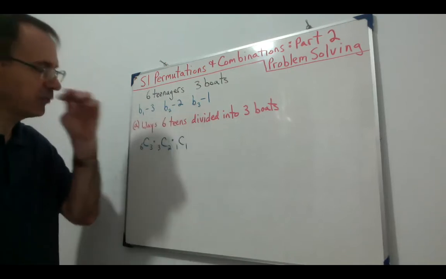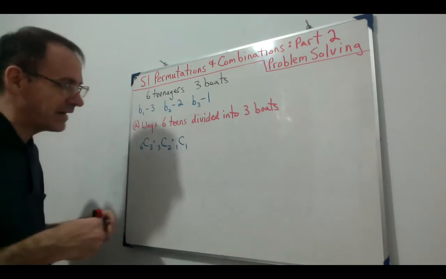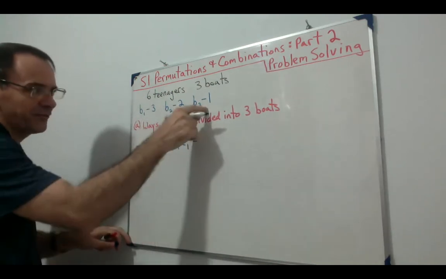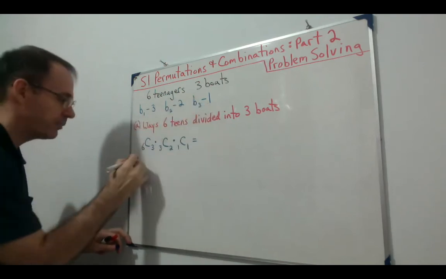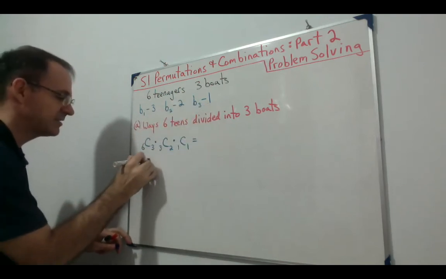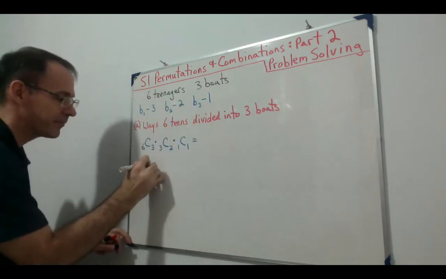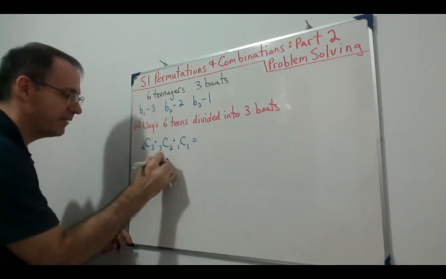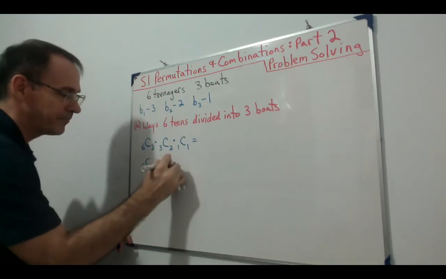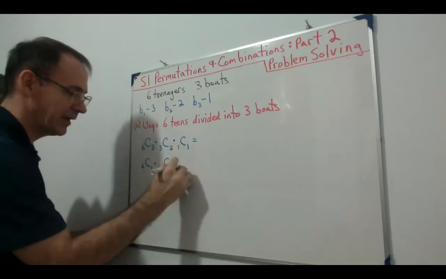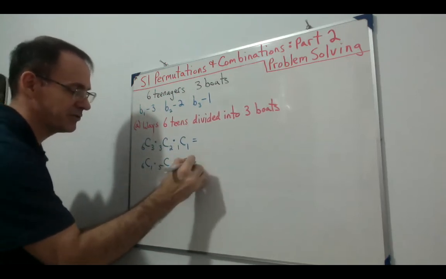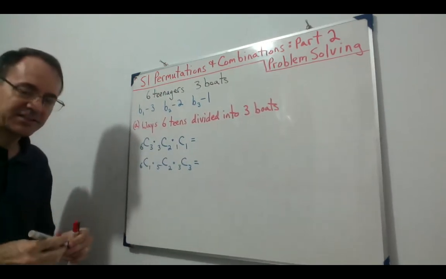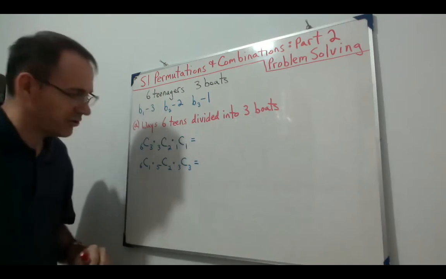You could have started with the first boat. In fact, if you want to try just for fun, if you start with the boat that can only have 1 person, you can have 6 choose 1. Then for the second boat, you would have 5 people left and you're choosing 2. And then for the last boat, you would have 3 people left, and of course, you're choosing all 3. So go ahead and check it out to see whether it matters which boat you start with.